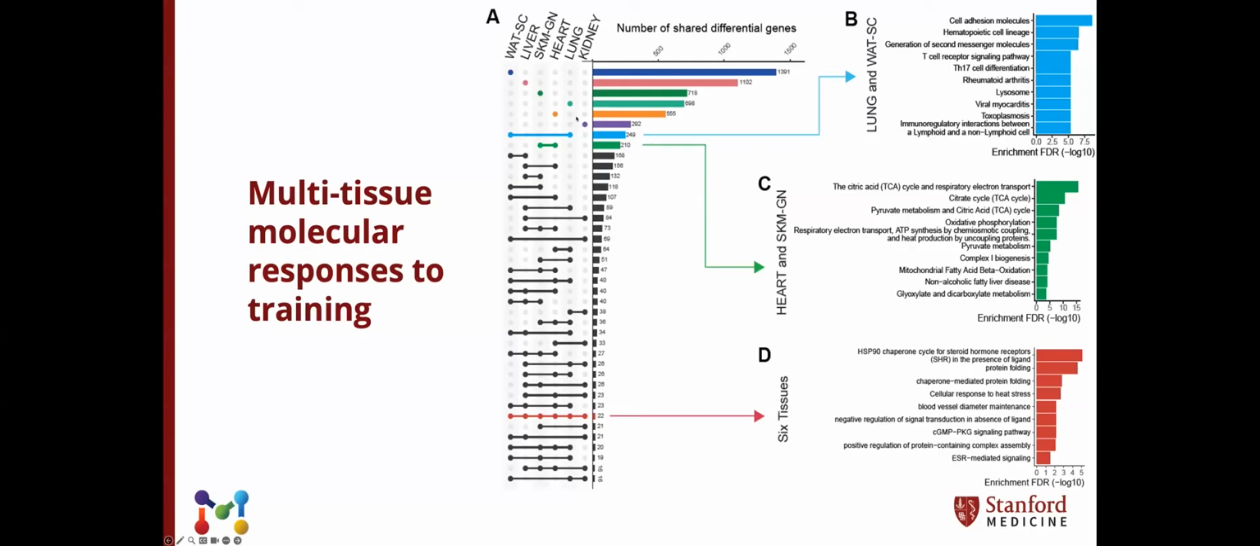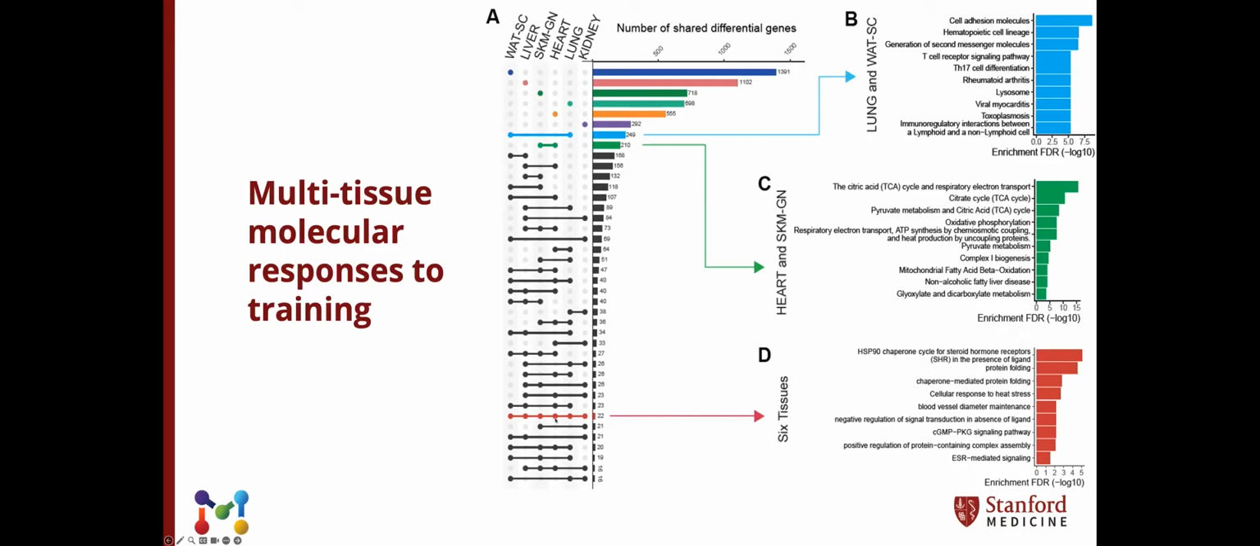But if we're looking then at the overlaps to see, okay, what are some of the common responses across tissue? We have one here comparing genes that are differential in both lung and white adipose tissue. And you can see some of the enrichments here. The common responses between lung and white adipose are mostly associated with cell adhesion and immune responses. We have some that are common between heart and skeletal muscle, which is perhaps expected. And here it's a lot of pathways related to mitochondrial functions.